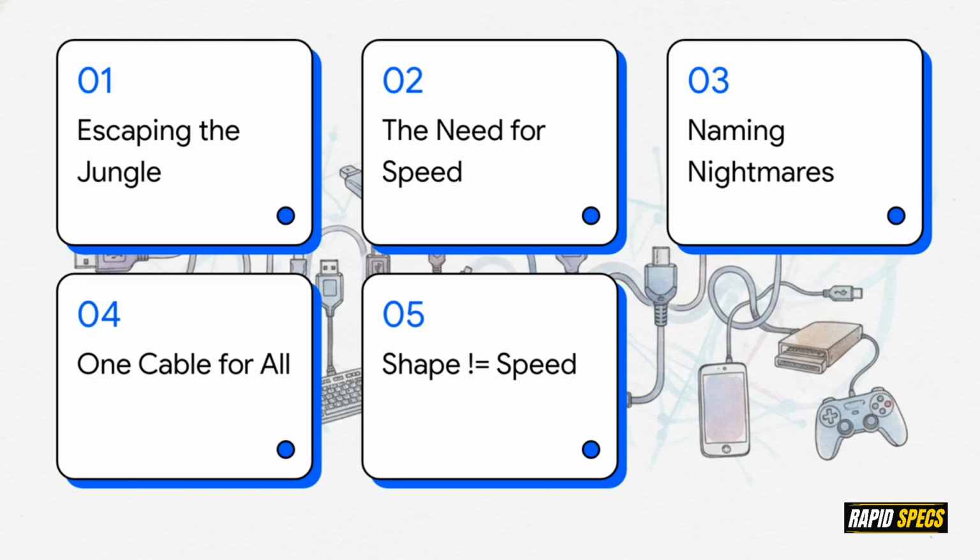Okay, let's take a quick look at our roadmap. We're going to cover escaping the port jungle, the need for speed, Type-C and naming nightmares, one cable for everything, and finally, why shape does not equal speed. Let's get right to it.